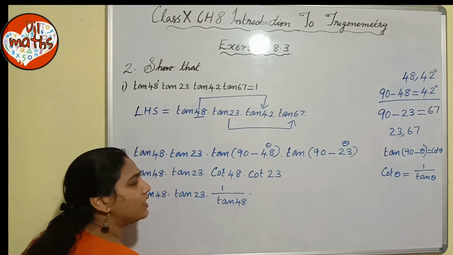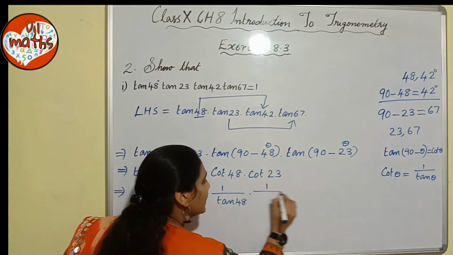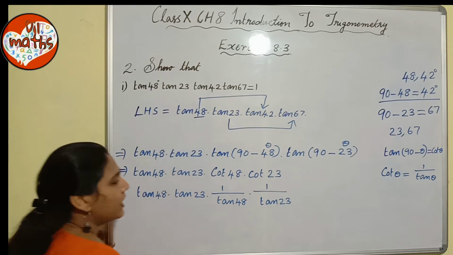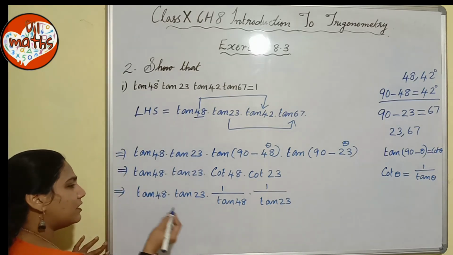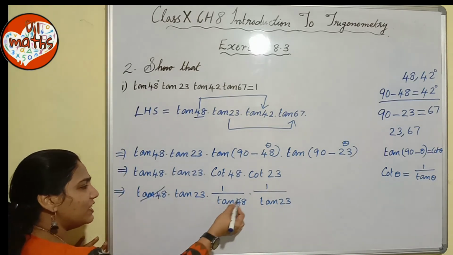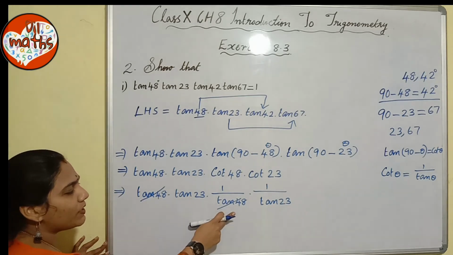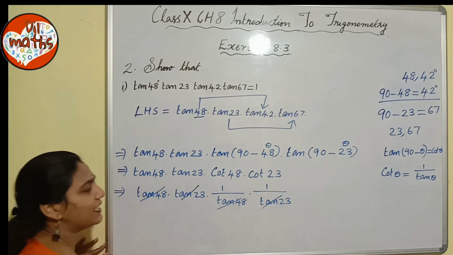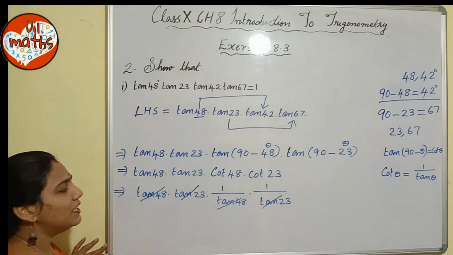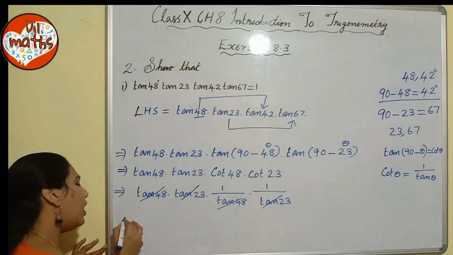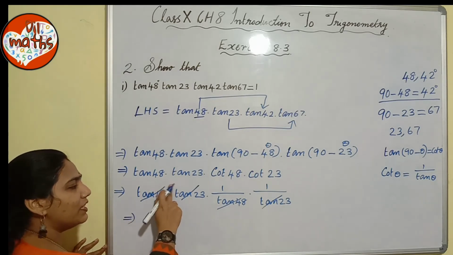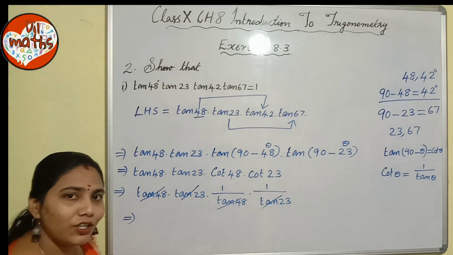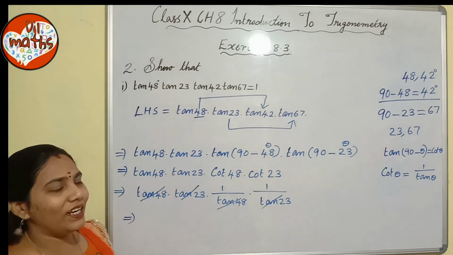Here instead of cot 23, 1 by tan 23, isn't it? Now we can cancel this tan 48. This is in the numerator, this is in the denominator. So we can cancel the tan 48, and tan 23 also we can cancel, because this is in the numerator, this is in the denominator, isn't it? So what is the answer? Here we cancel all. So what will happen? Answer, whether it is 0 or 1. It is 1 only, isn't it?